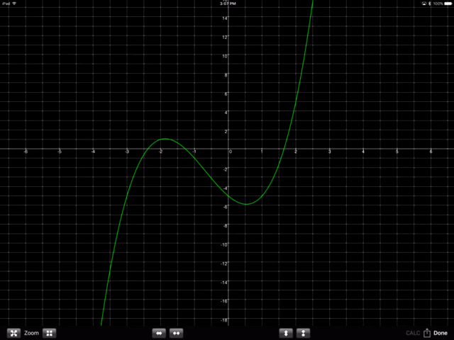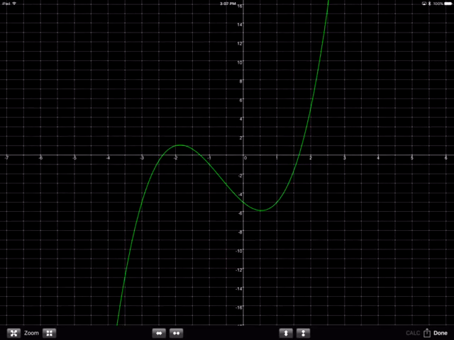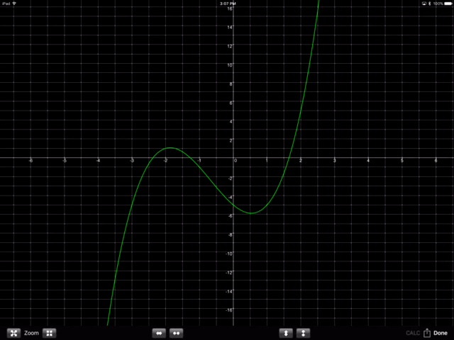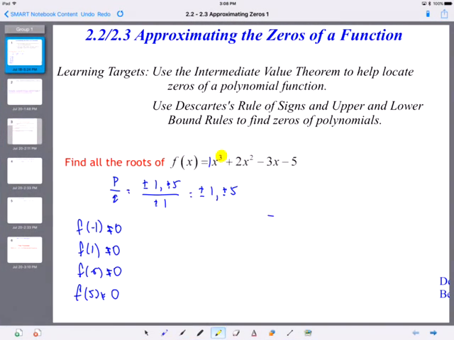You got 1 is right here, 5 over here, negative 1 and negative 5, and it doesn't cross at any of those 4 points, but it does cross twice on the negative side and once on the positive side. So, what are the solutions? How do we find that out? Well, they're not rational, so what do we do next?